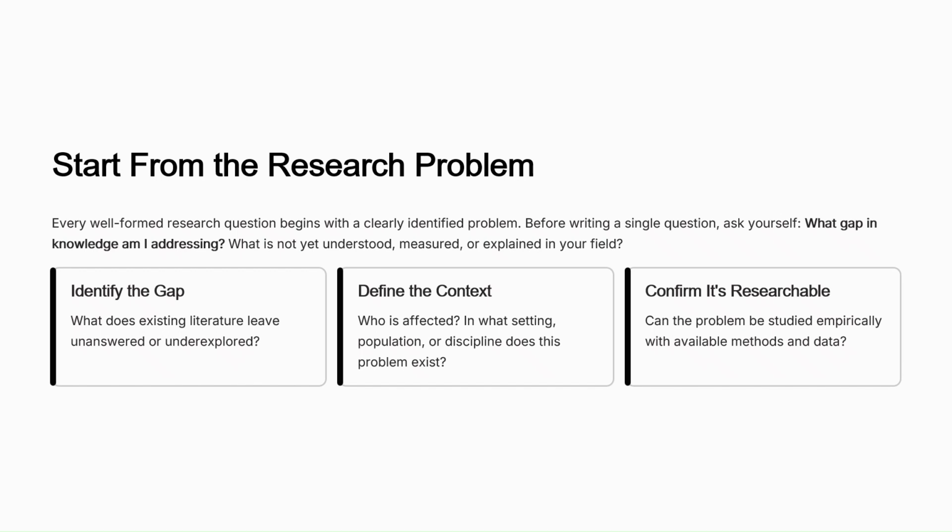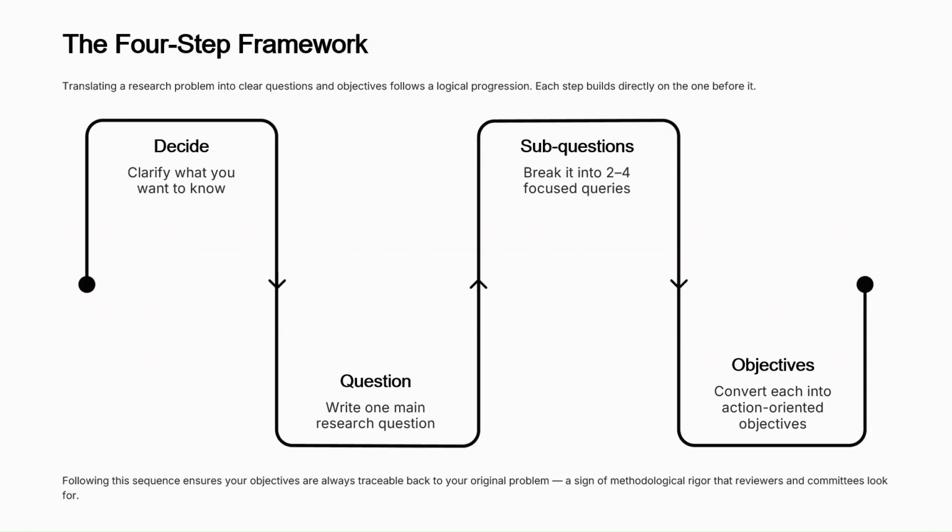Once the problem has been identified, researchers can follow a simple four-step framework. A useful way to accomplish this is by following a four-step process. First, researchers must decide exactly what they want to know. Second, they develop one main research question. Third, they break that question into several sub-questions. Finally, they convert those questions into research objectives.